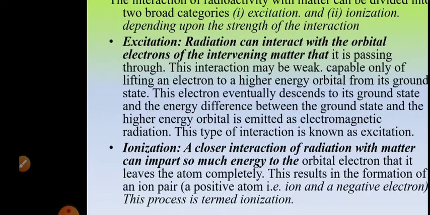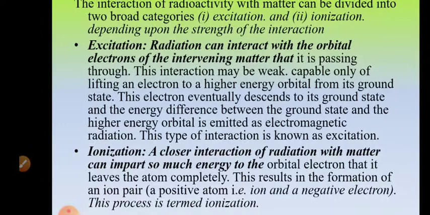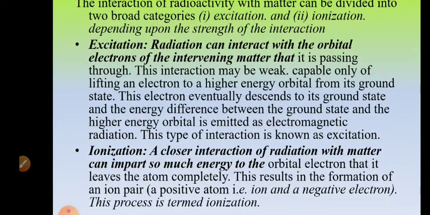So what is excitation? Radiation can interact with the orbital electrons of the intervening matter that it is passing through. This interaction may be weak, capable of only lifting an electron to a higher energy orbital from its ground state. So in excitation, the radiation lifts the electron from a lower energy level or ground state to a higher energy level. This electron which has been transferred to a higher energy level eventually wants to come back to its ground state.